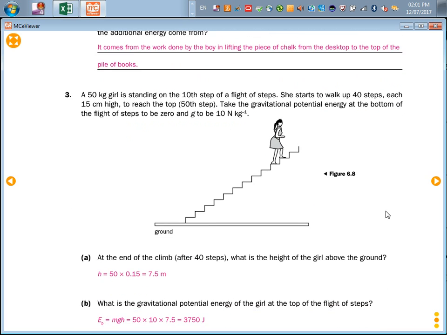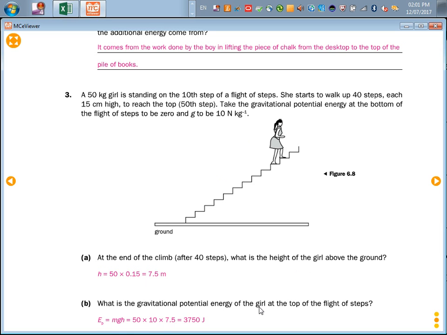Now a girl is standing at the 10th step. She has a mass of 50 kilograms. Then she walks up 40 steps, each of them 15 centimeters high, to reach the 50th step. At the end, what is the height of the girl above the ground? So just multiply 50 steps times 0.15, you get 7.5 meters. That is the height above the ground that the girl is at.